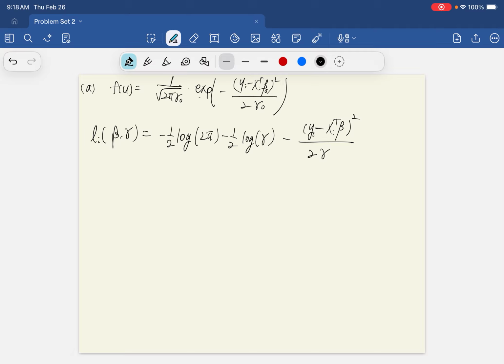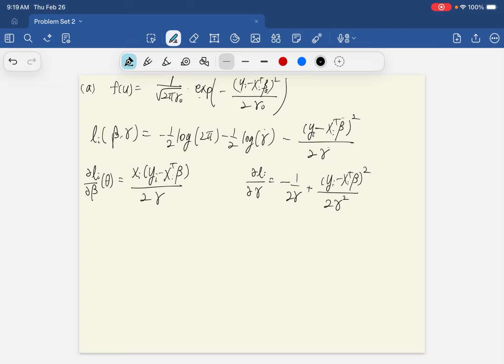Okay, and then differentiate with respect to beta. If you differentiate this with respect to beta, beta is only here, so you get xi (yi minus xi transpose beta) over 2 gamma. And if you differentiate with respect to gamma, gamma is here and here. It becomes minus 1 over 2 gamma plus (yi minus xi prime beta) squared over 2 gamma squared. Okay.